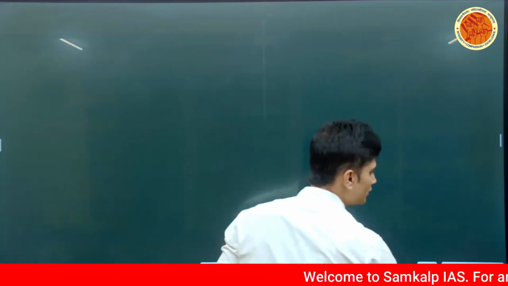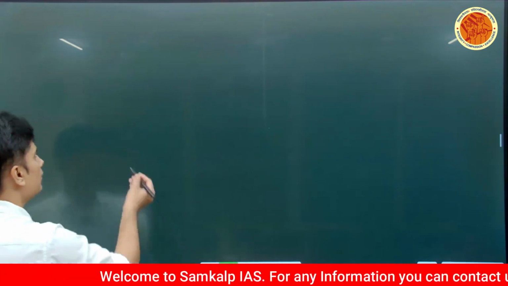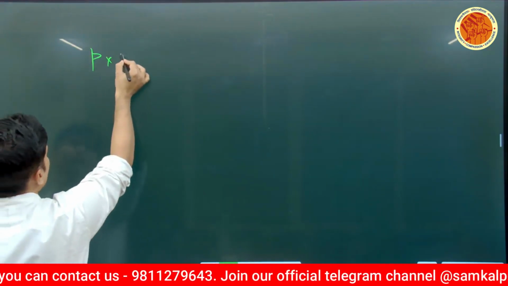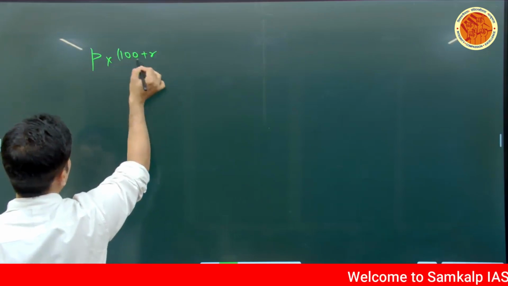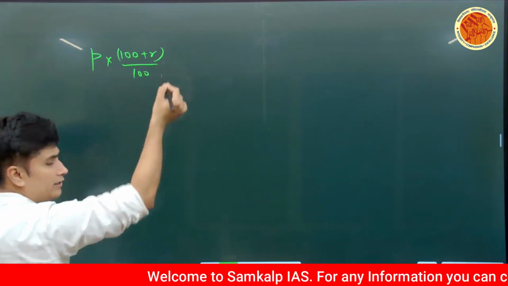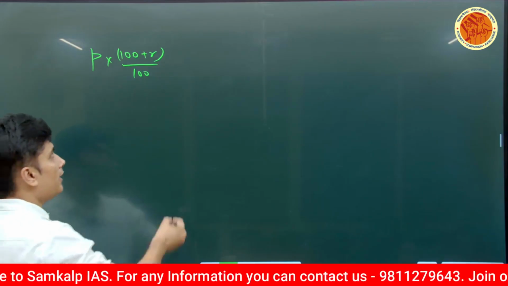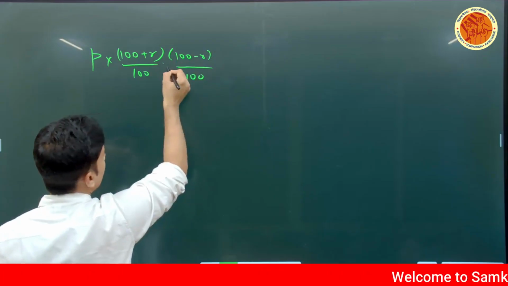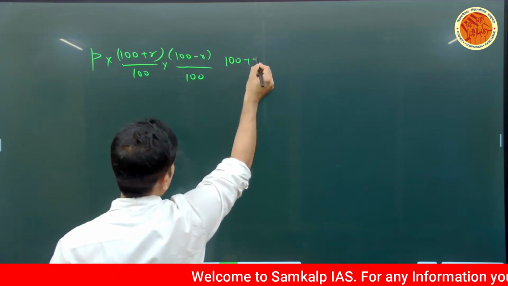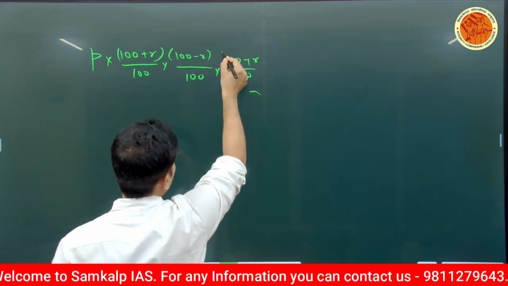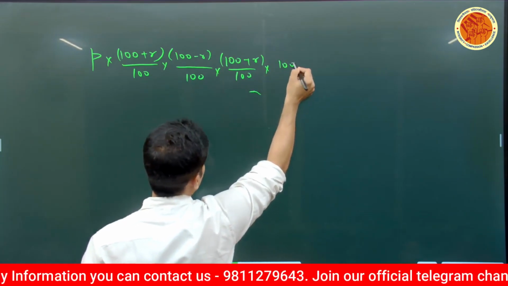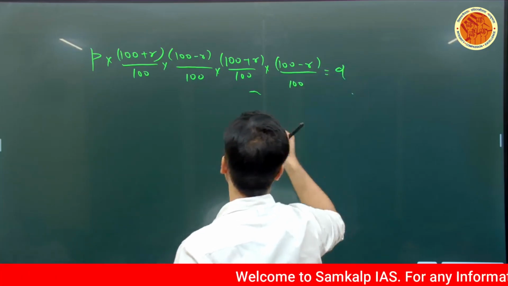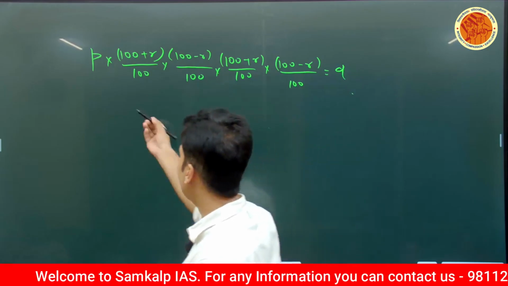And what is the other method here? Yes, you write it this way. Price is P. Since this price is getting increased by R%, so 100 plus R upon 100, now it will directly increase by R%. Again 100 minus R by 100, now decreased. Again 100 plus R by 100, again increased, and then 100 minus R by 100 decreased, it becomes Q. Same thing happened.